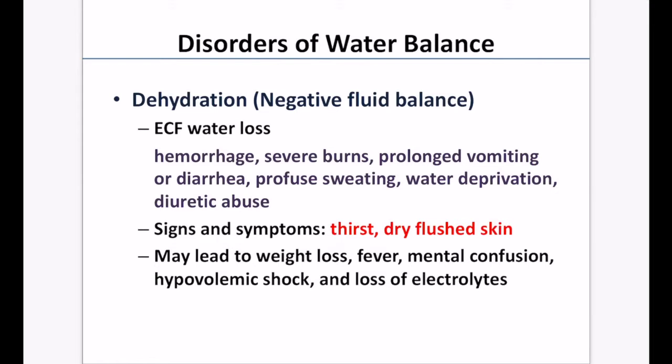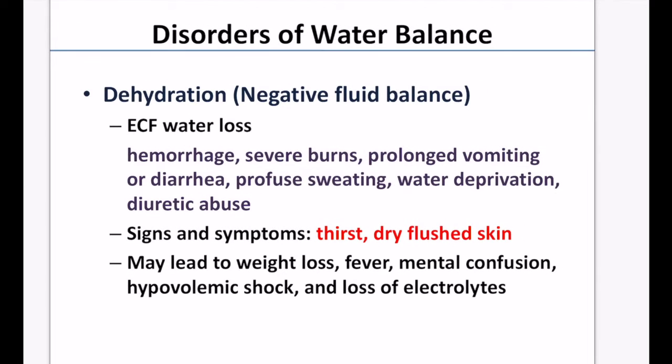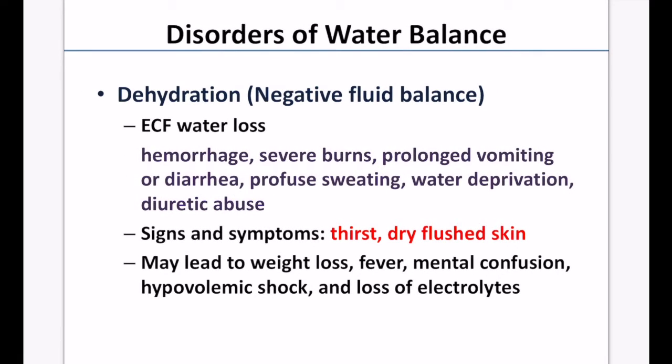Disorders of water balance. First water imbalance that we're looking at in here is going to be dehydration. If a person had hemorrhage, burns, prolonged vomiting, diarrhea, profuse sweating, water deprivation, or diuretic abuse, I'm losing too much water that exceeds the water intake I'm having, so this will result in dehydration, or in other words, a negative fluid balance.